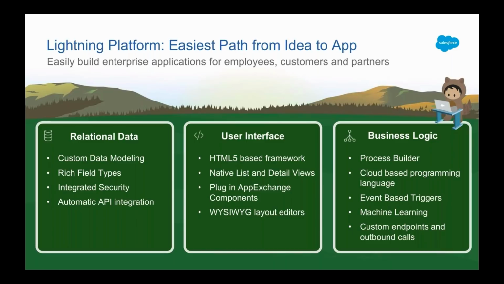Then, if you want to edit a page or configure components without writing code, you can use Lightning App Builder, which is our WYSIWYG layout editor. What about automating business processes? You can do that using the Process Builder. For more advanced cases, you can use Apex, which is our cloud-based programming language. You can use Apex to automate business processes, schedule tasks, and make HTTP calls.